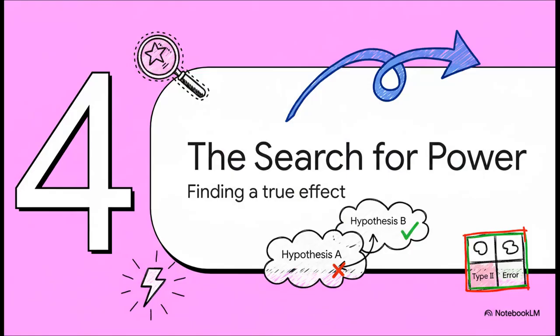Okay, so we've put a cap on our risk of a false positive. We've locked it in at 5%. What's next? Well, now our goal is to tackle the other kind of error, the type 2 error. And reducing that error is the very same thing as maximizing our test's power.